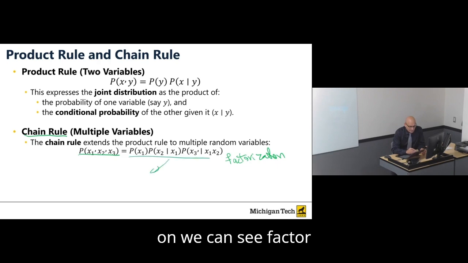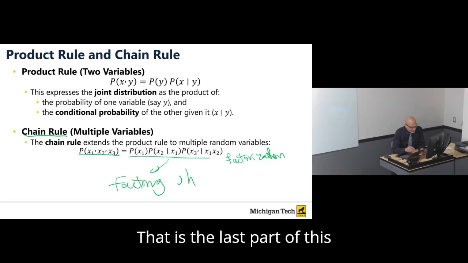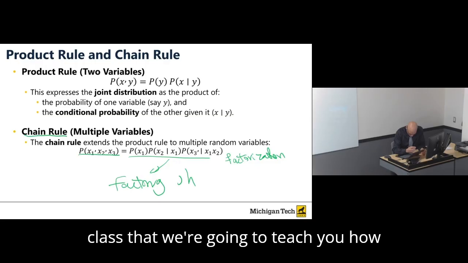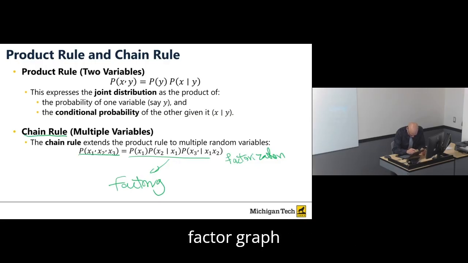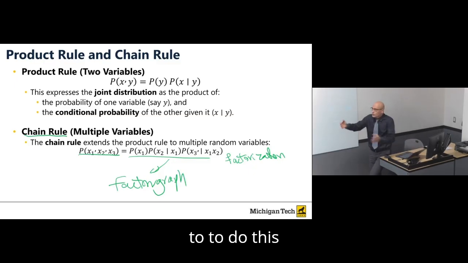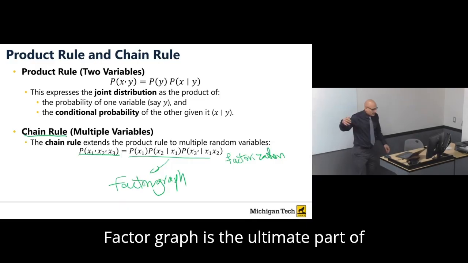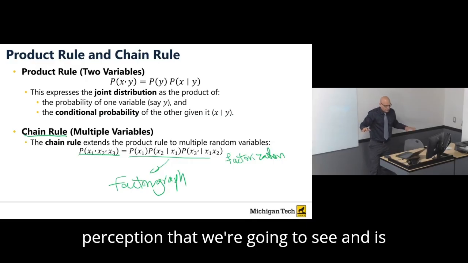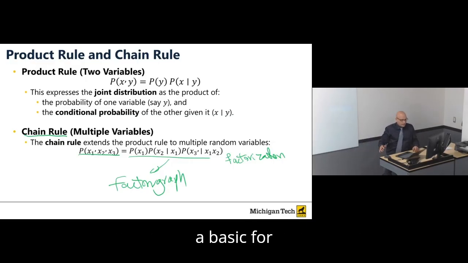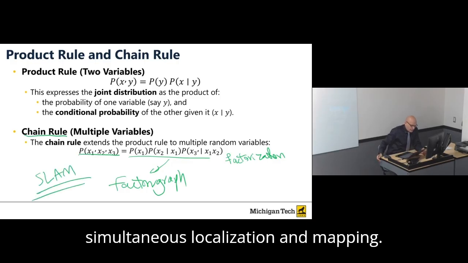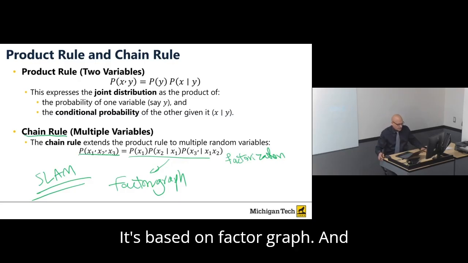Later on, we will see the factor graph. That is the last part of this class, where we're going to teach you how you can use factor graphs to do this kind of problem much more easily. Factor graph is the ultimate part of perception that we're going to see, and it is the basis for SLAM, simultaneous localization and mapping. It's based on factor graph.